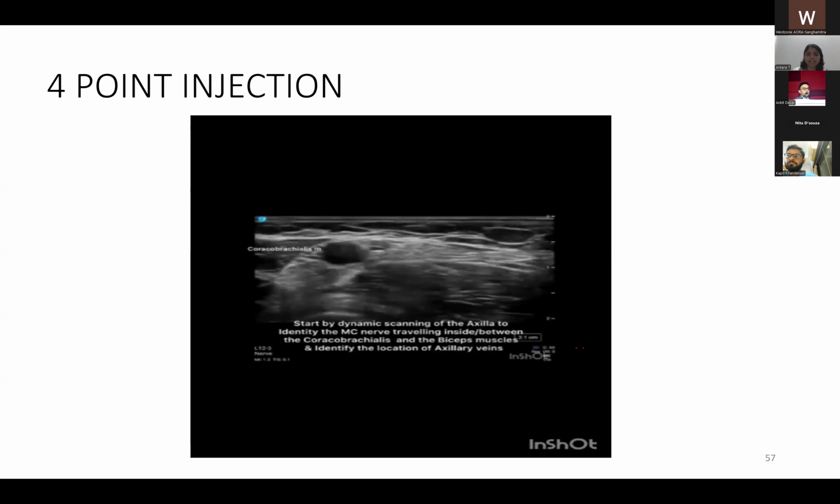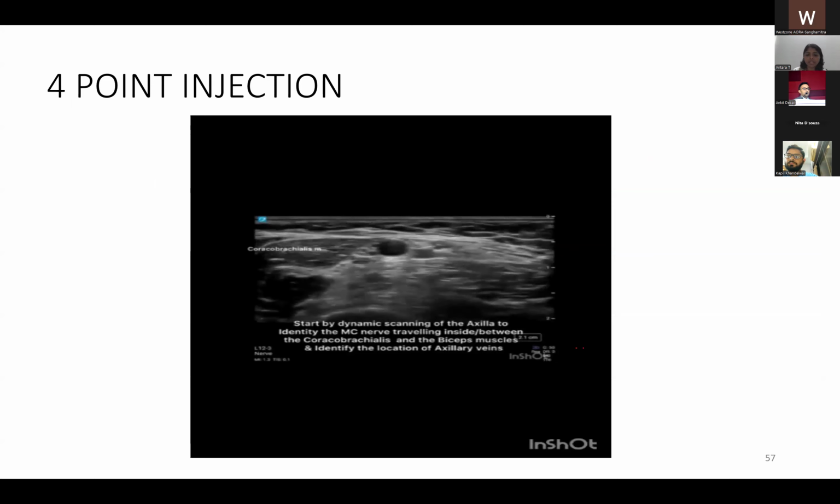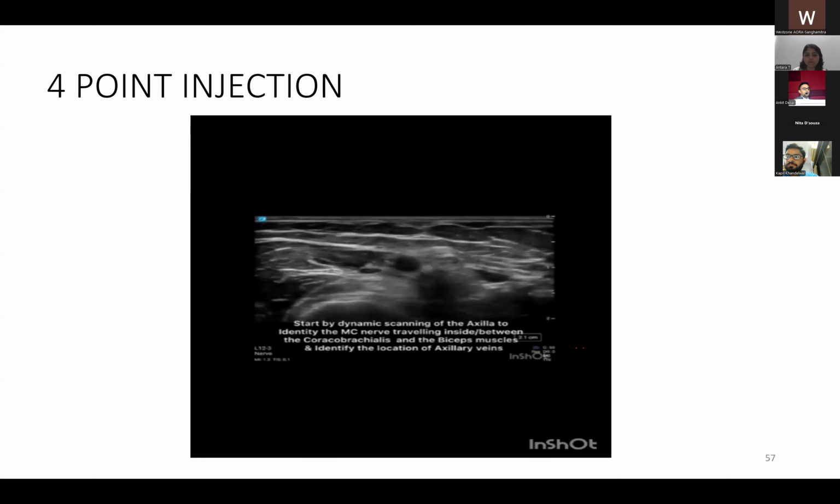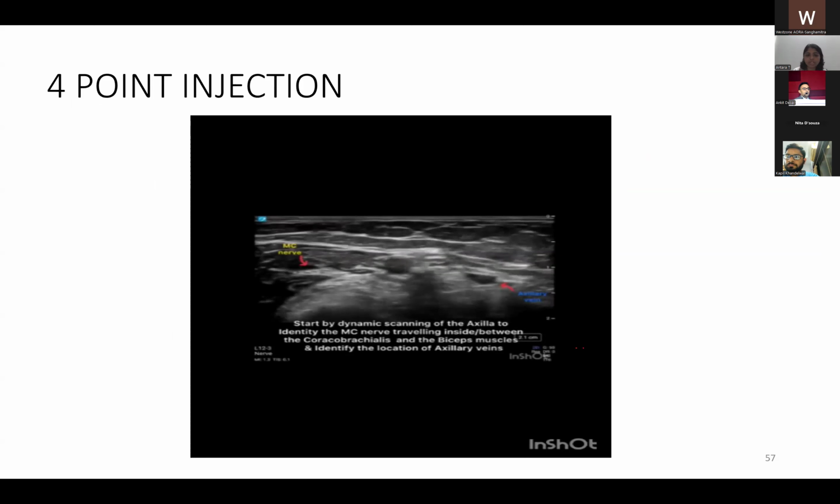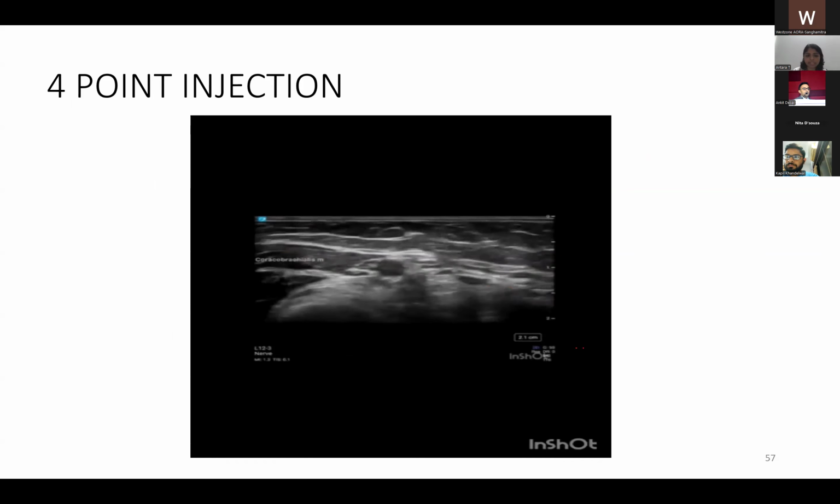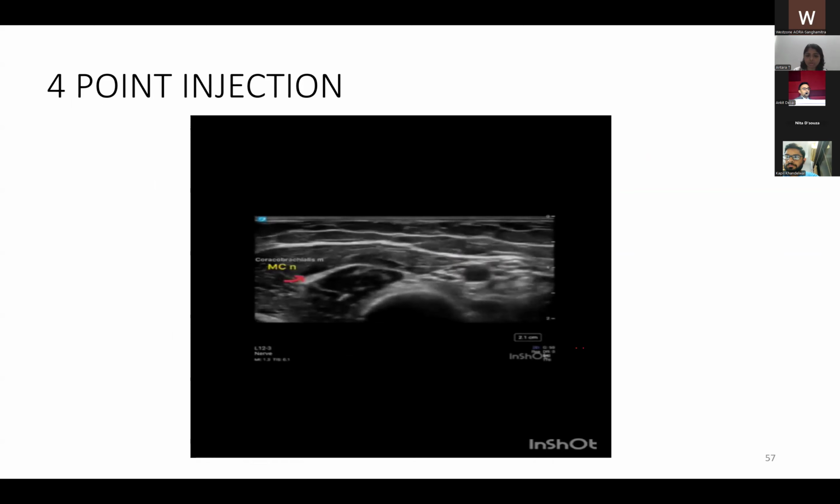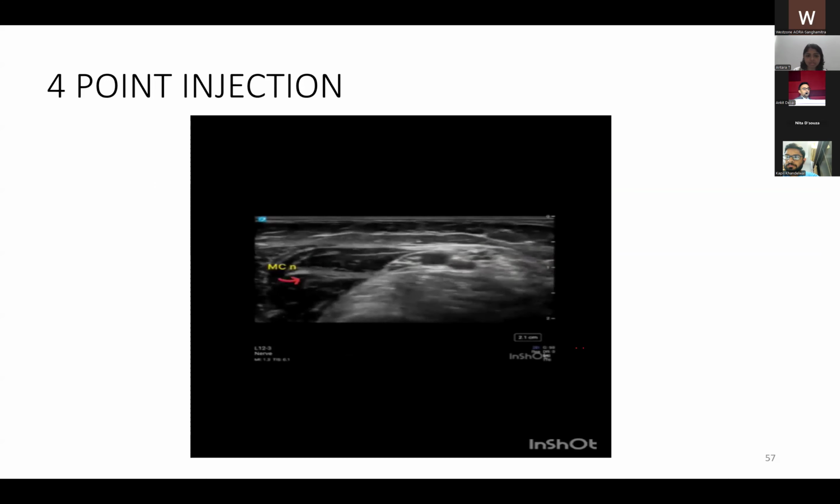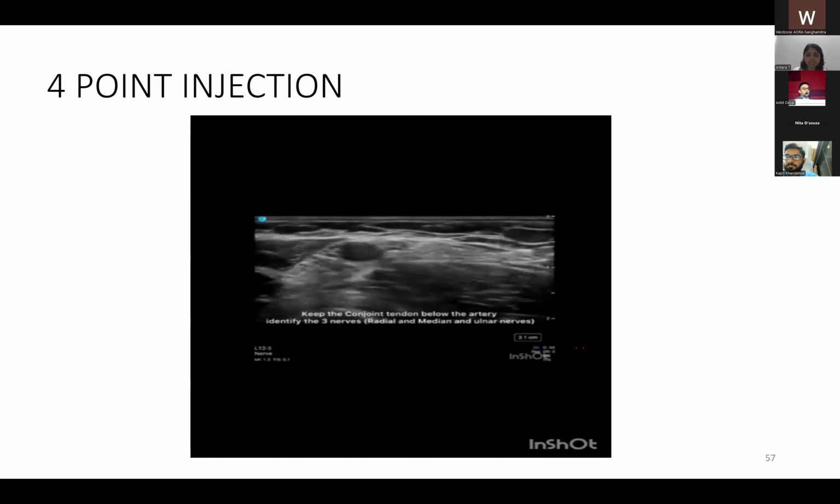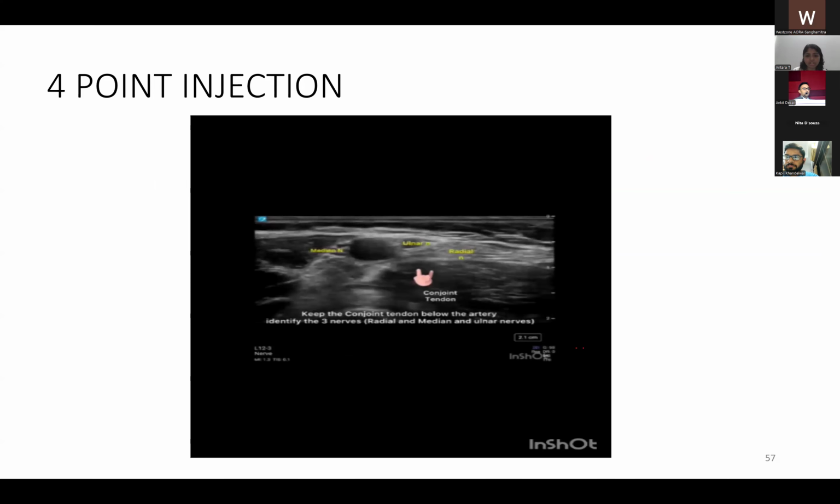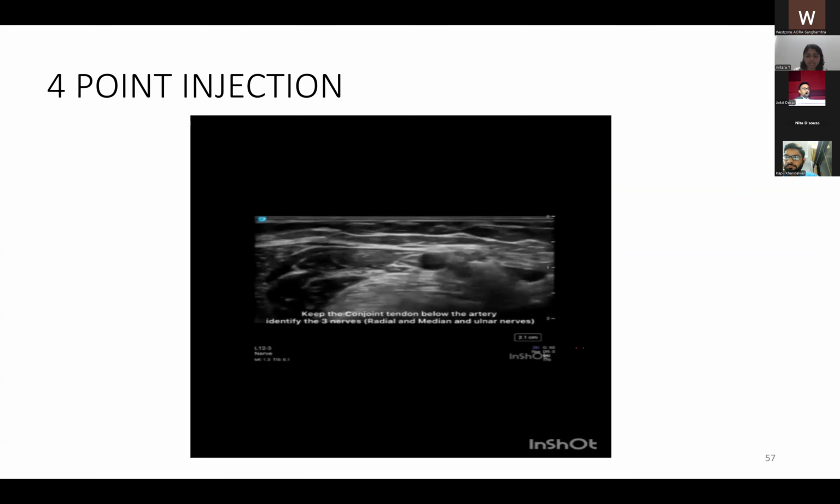We start by dynamically scanning the axilla to identify the musculocutaneous nerve between the two muscles, the coracobrachialis and biceps. We also scan for the axillary veins. So this is the musculocutaneous nerve. We keep the conjoint tendon below the artery and identify the three nerves around the artery.